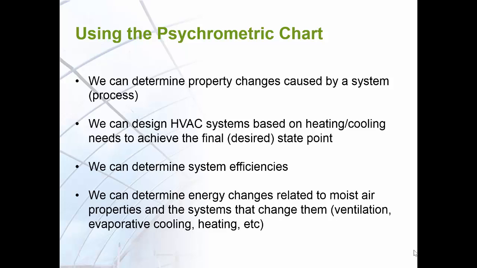So as you can see, using the psychrometric chart, we can determine property changes that are caused by the system or the processes. We can design heating, ventilation, and air conditioning systems based on heating and cooling needs to achieve a desired state point. We can also determine system efficiencies. Furthermore, we can determine energy changes related to moist air properties and the systems that change them through, for example, ventilation, evaporative cooling, or heating processes.